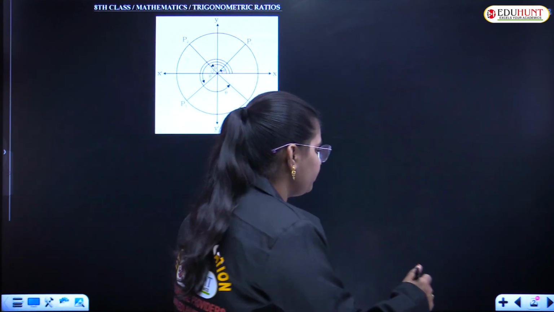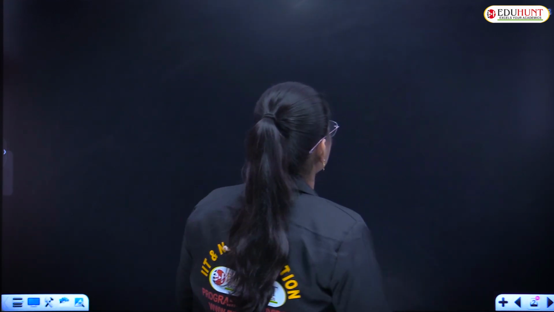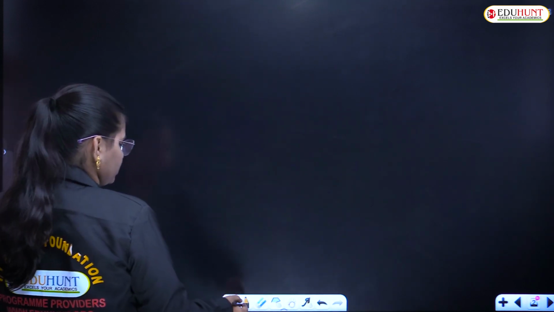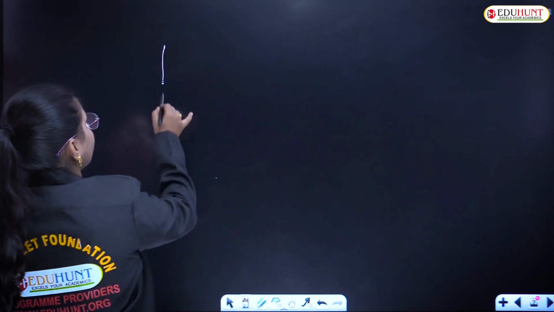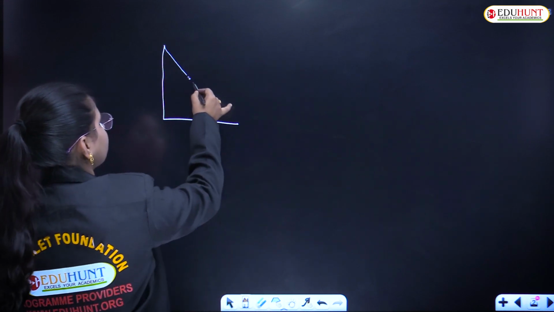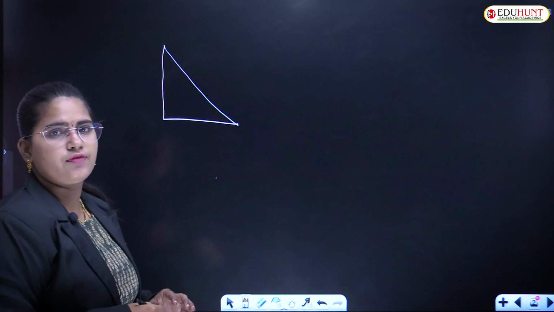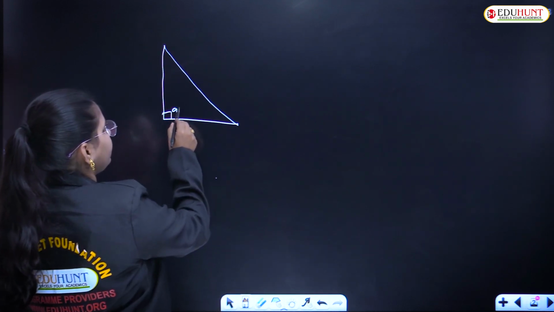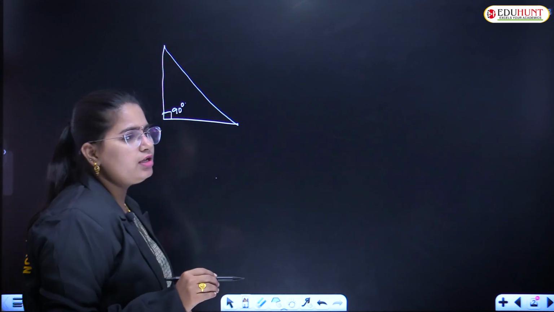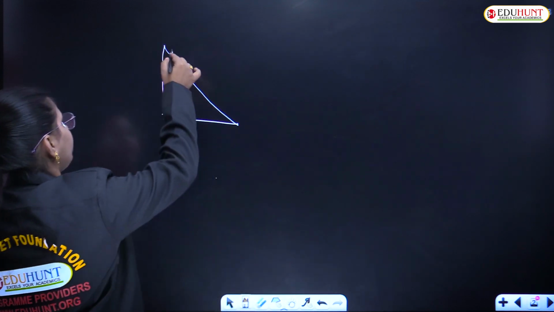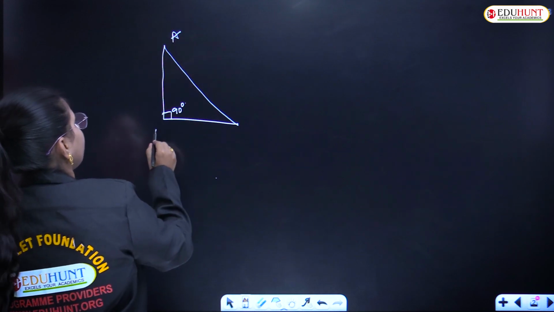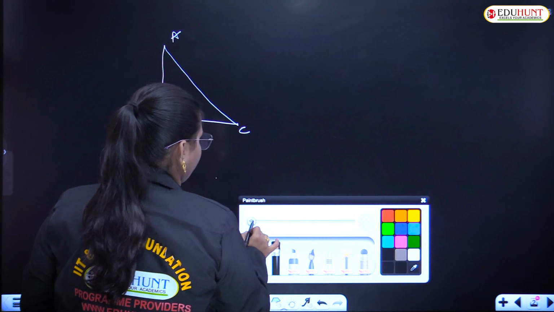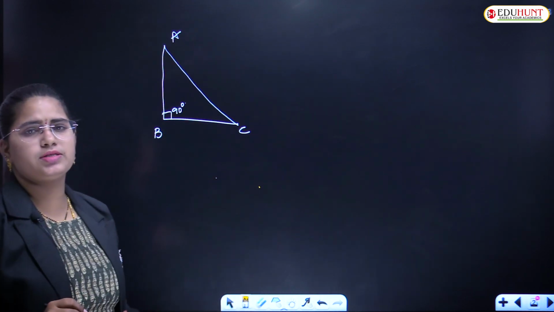So what are those sides? For example, if I take a normal triangle, this is my triangle, right? This is my 90 degree, correct? And if I name this right angle triangle as A, B and C, what happens here?